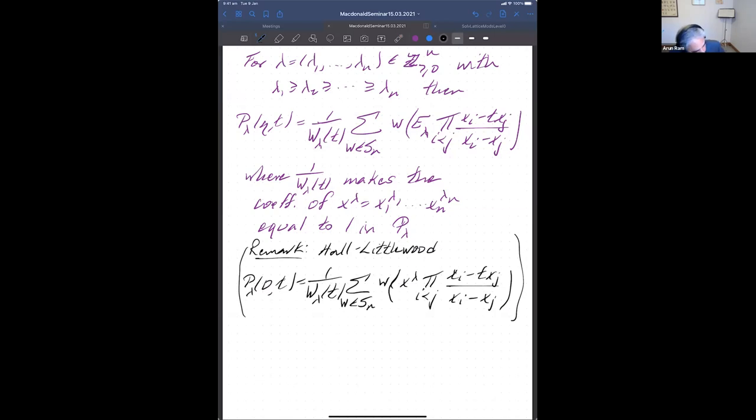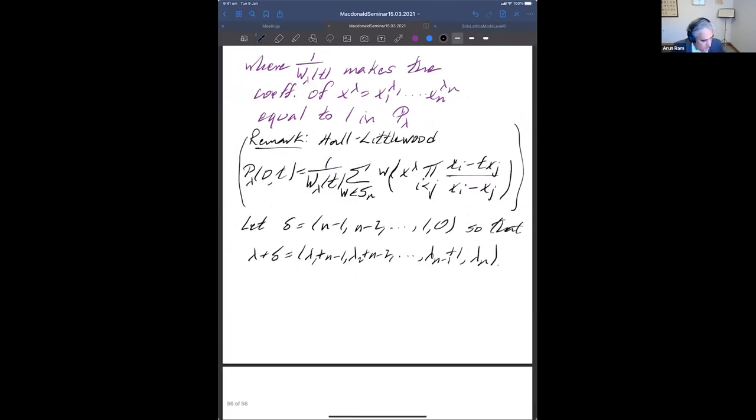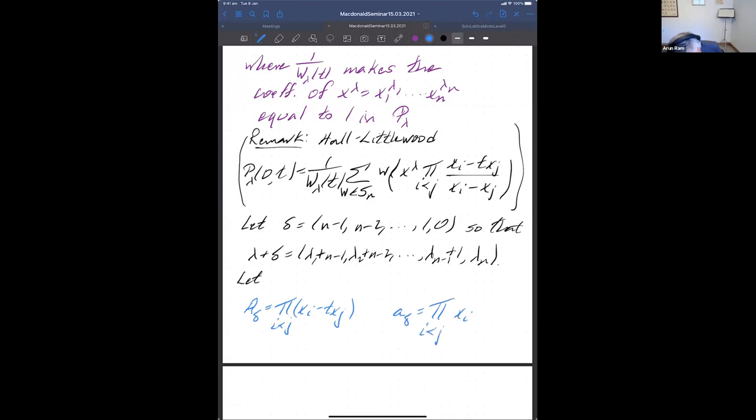Okay, great. So now let's start on the Weyl character formula. Let delta be n minus 1, n minus 2, down to 1, 0. So if I take lambda plus delta, that's lambda 1 plus n minus 1, lambda 2 plus n minus 2, and so on, lambda n minus 1 plus 1, lambda n. This is what I would call the row shift. And we define two very important quantities here. Capital A delta is the product over i less than j of x_i minus t x_j. And small a delta is the product over i less than j of x_i minus x_j.